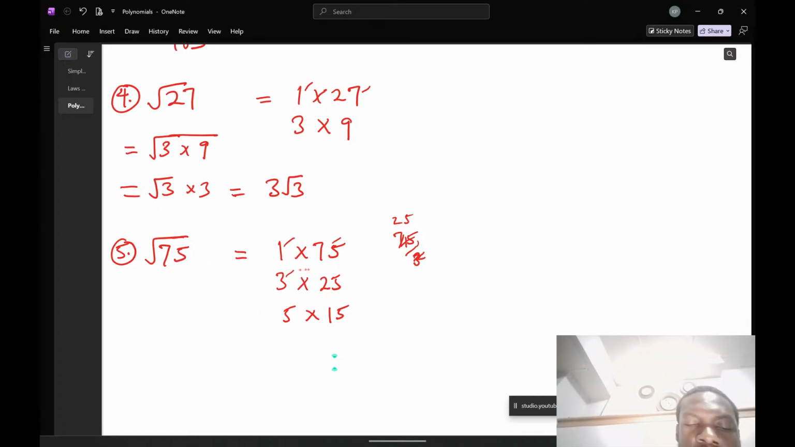So there's no perfect square root for 3. There's a perfect square root for 25. There's no perfect square root for 5. There's no perfect square root of 15. So therefore, this is the one we are going to be using.